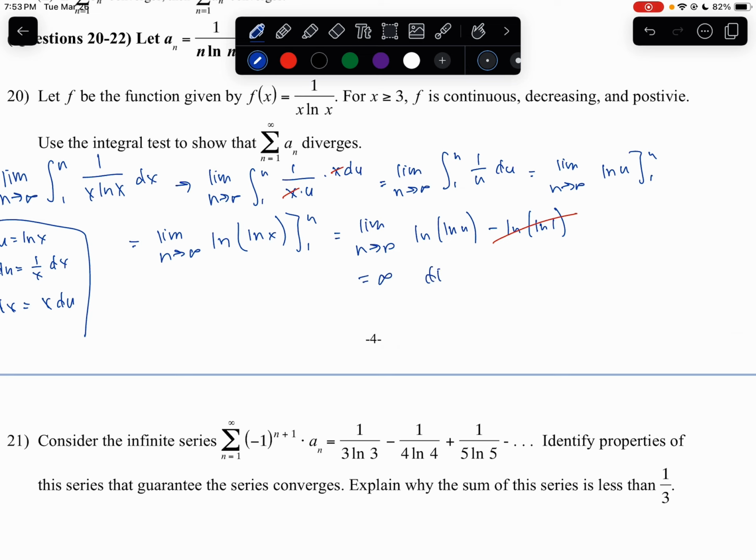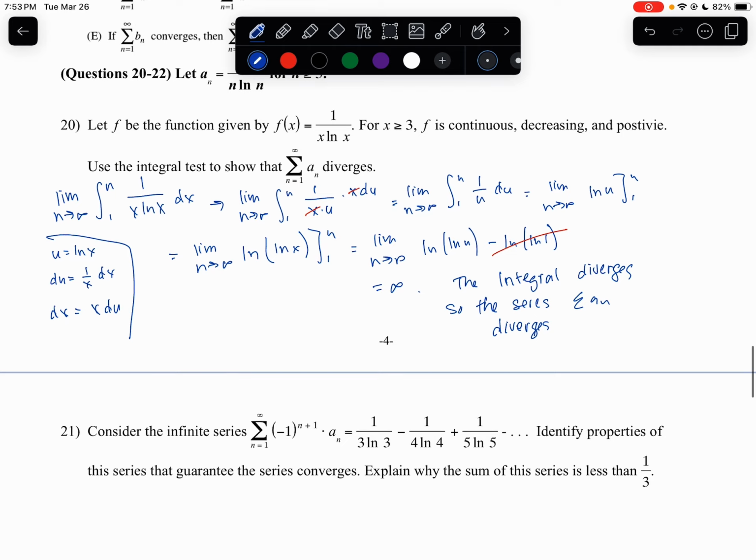So this diverges. I guess I should say this a little bit better. The integral diverges. So the series diverges. Okay.